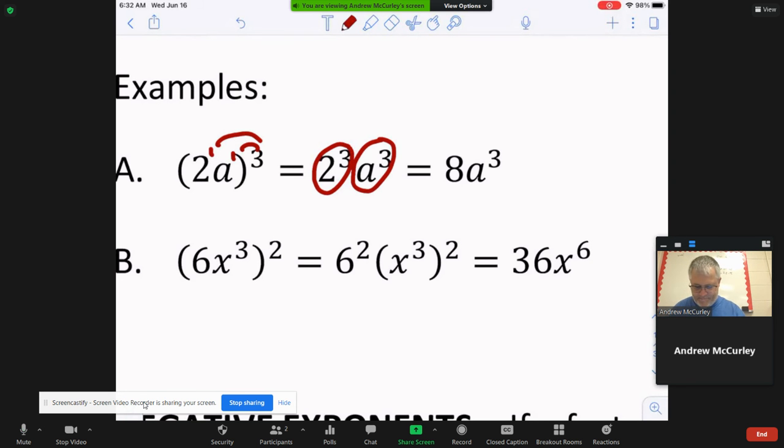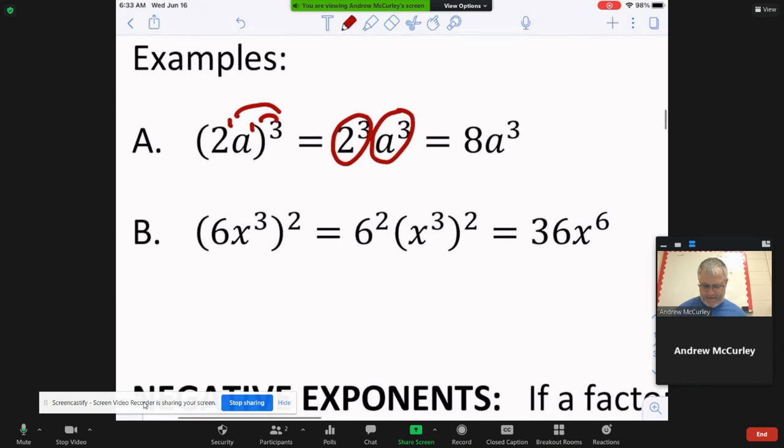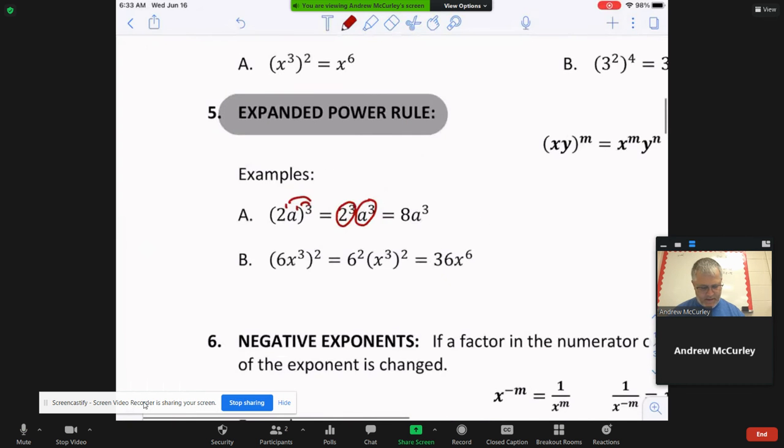I like B. That's a good one. Same thing. We've got a coefficient there.